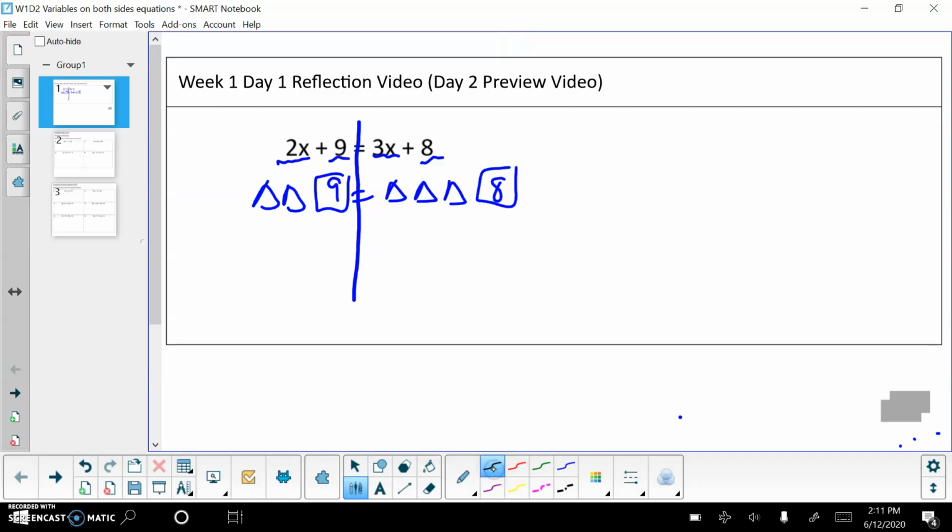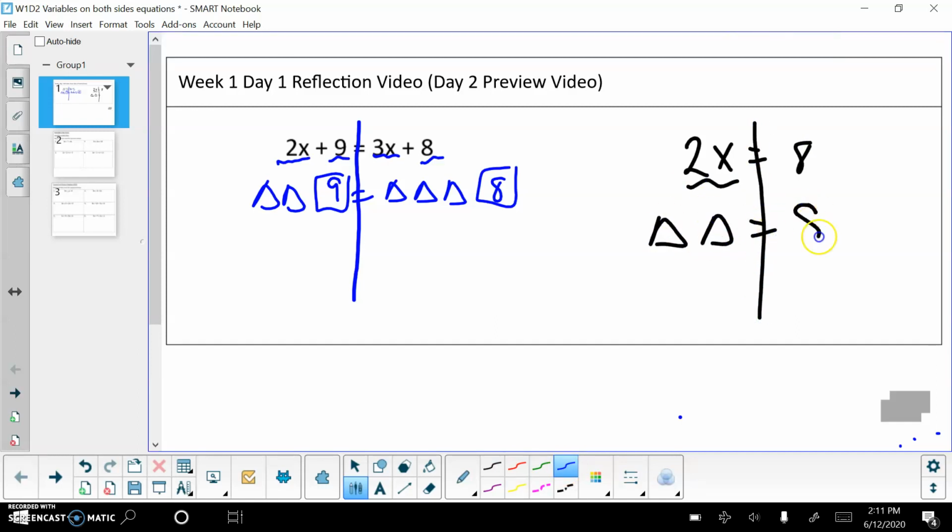Before we might have had a problem that said 2x equals 8, and if we tried to sketch that, we would get our 2x's, and then on the other side, the 8 cubes. So now you can sort of see where we're going and the difference, because now we not only have the x's and the triangles on one side, it's on both, and we've got the constants, the cubes, on both sides as well.